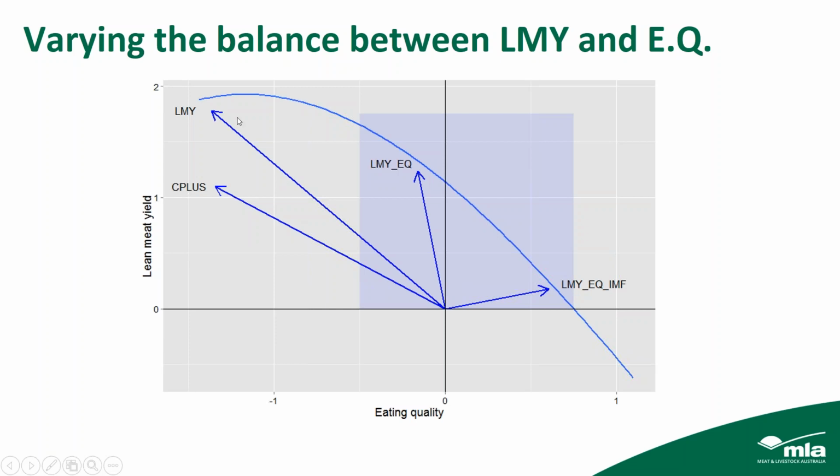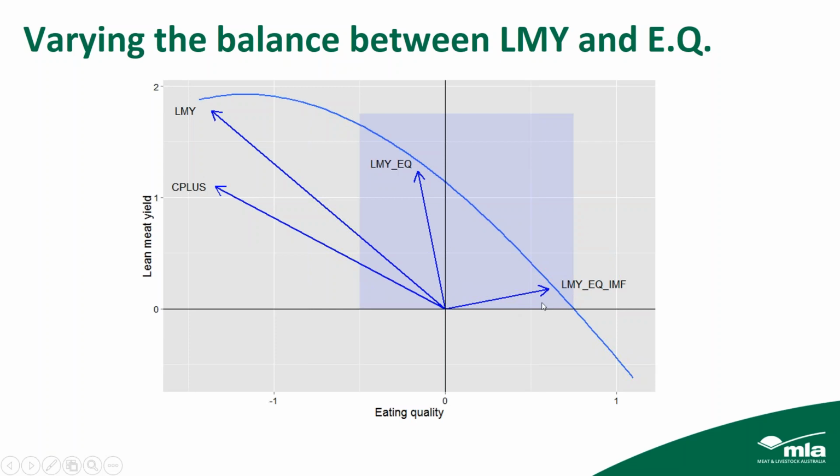This blue line here demonstrates that if we were only to select on the one trait, lean meat yield, we would make significant gains in lean meat yield, but we'd make a significant decrease in our eating quality. Our current eating quality index is this one here. It includes lean meat yield and eating quality traits, and we can see that we're making similar progress in lean meat yield, but we're also not decreasing our current quality level, which is a really good thing.